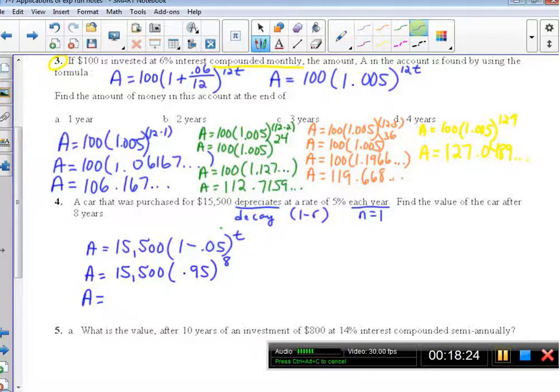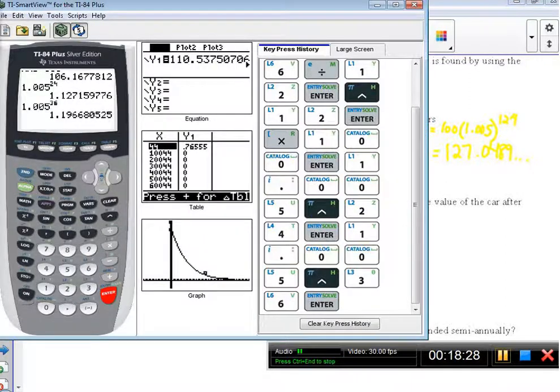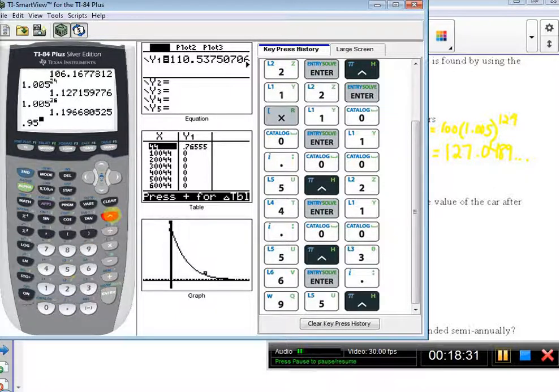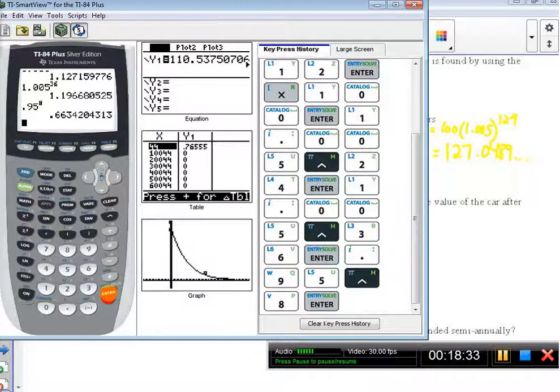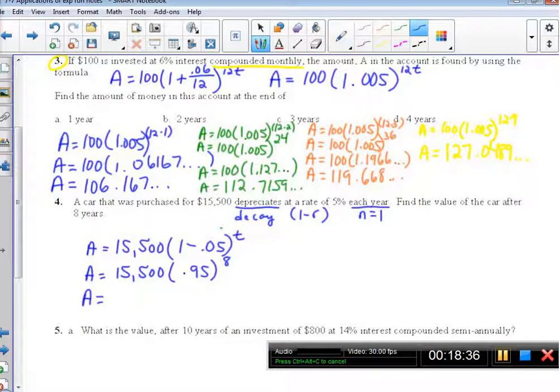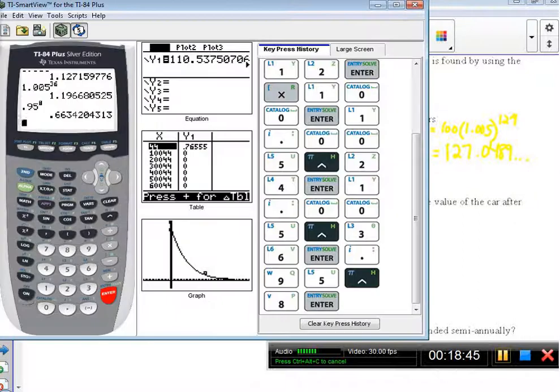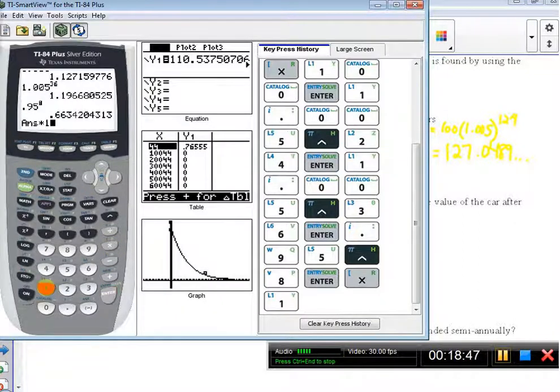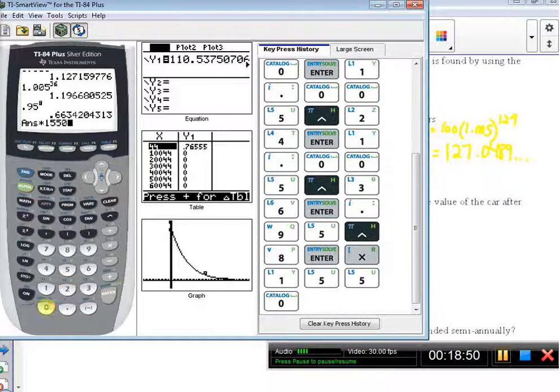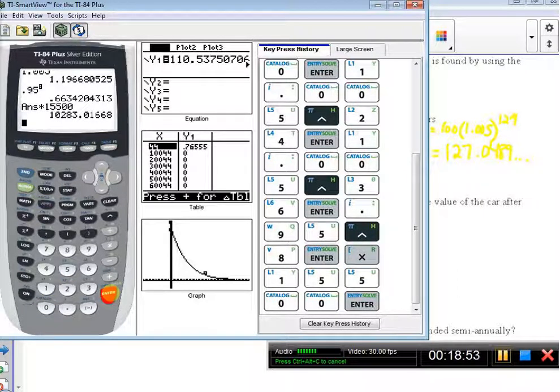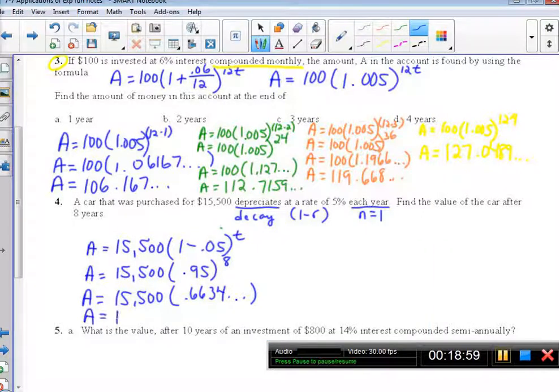And again, we have to do the 0.95 to the 8th first. So 0.95 to the 8th. So we get 0.6634. And then I have that already in the calculator, so just times 15,500, and there's our answer, 10,283. 10,283 and 2 cents.